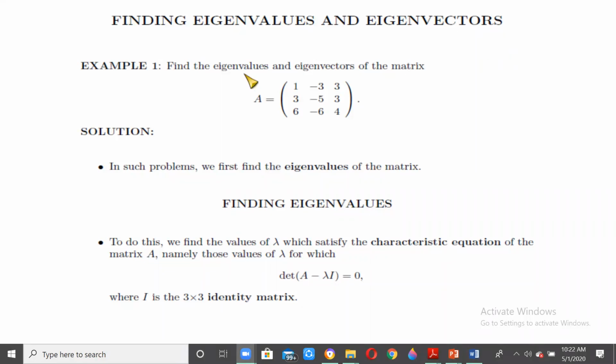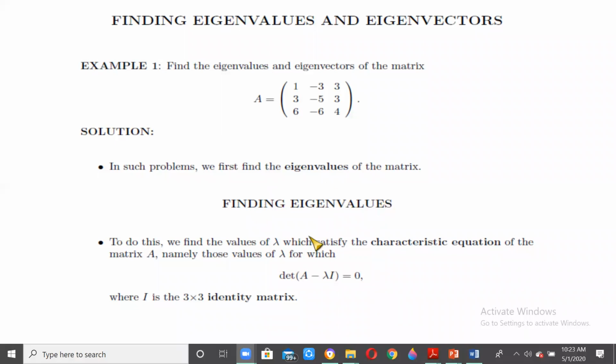So what is it we are trying to do? We are just trying to find the eigenvalues and eigenvectors. So for A, for an example which is given over here, we first find the eigenvalues and then find the eigenvectors. So how do we find the eigenvalues?